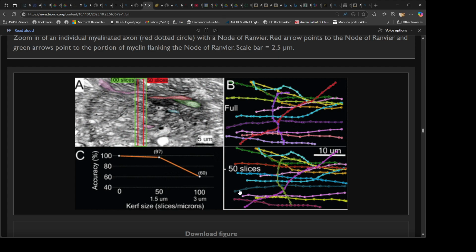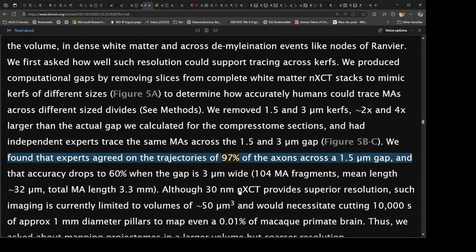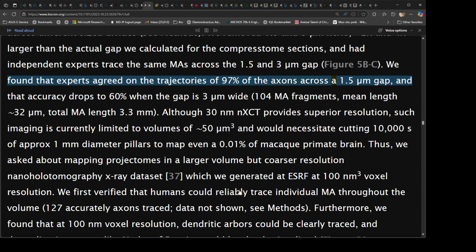Figure 5b, c. We found that experts agreed on the trajectories of 97% of the axons across a 1.5 µm gap, and that accuracy drops to 60% when the gap is 3 µm wide. 104 MA fragments, mean length ~32 µm, total MA length 3.3 millimeters.